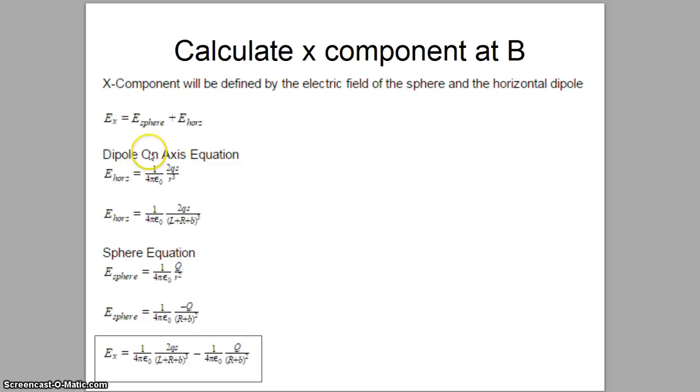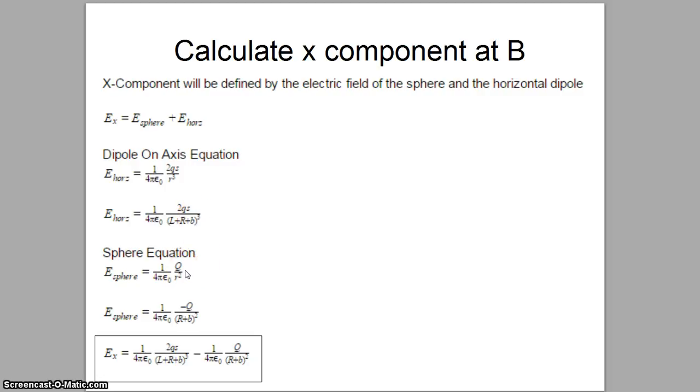Now, let's start with the dipole. We can use the dipole on-axis equation, making things easier. We know that E of the horizontal dipole is equal to 1 over 4 pi epsilon naught times 2 times the charge times the separation distance divided by the distance cubed. Now we put our own values in there. We get that it's equal to 1 over 4 pi epsilon naught times 2qs over (L, the distance from the center of the dipole to the sphere, plus r, the radius of the sphere, plus b, the distance to our point) all cubed.